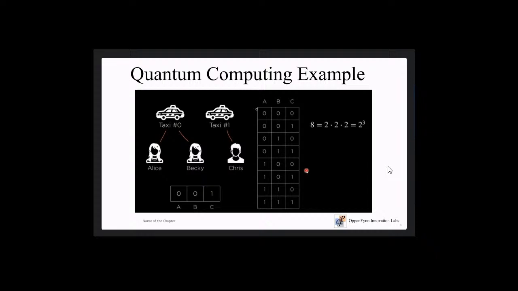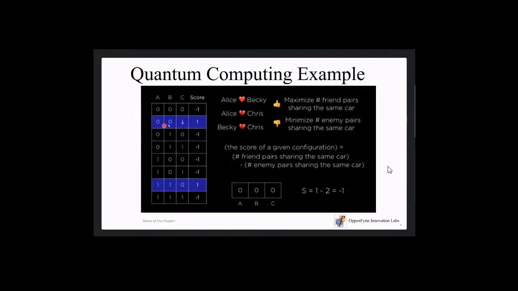Now, once you have all the possibilities there, it's very straightforward to calculate the score for this. Like I said, the goal of this is to optimize. The optimization goal here is that we would like to maximize the number of friend pairs that share the same car and minimize the number of enemy pairs that share the same car. So let's say the score of each configuration is, whenever you have a friend pair, you add 1 point, and whenever you have an enemy pair sharing the car, you subtract a point.